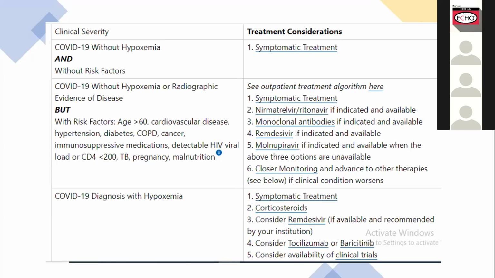You can also consider the antiviral remdesivir. You can give monoclonal antibodies as well, tocilizumab or baricitinib. But you may also consider other medications that are being studied in a clinical trial at a site. So if there is a clinical trial on using, let's say, interleukin molecules to address COVID-19, you may consider giving them to the patient.